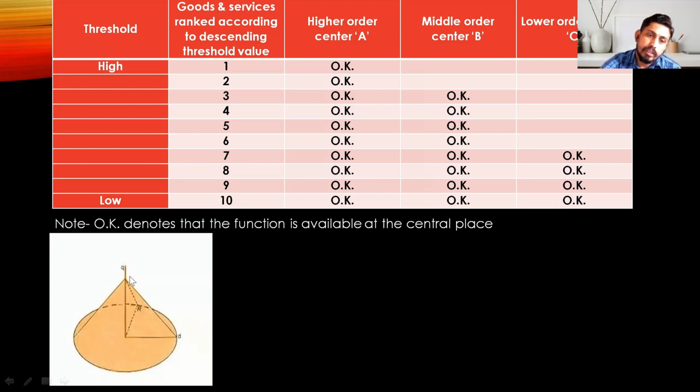So now I'll move towards the distance decay effect, which we call the frictional effect of the distance. In the frictional effect of the distance, this is the center and this is the peripheral area of that center. As we move away from the center, the demand for goods and services is reduced. At the center, the demand for goods and services is high, and as we move away from the center, the demand is going to reduce. That is known as the distance decay effect or the frictional effect of the distance.